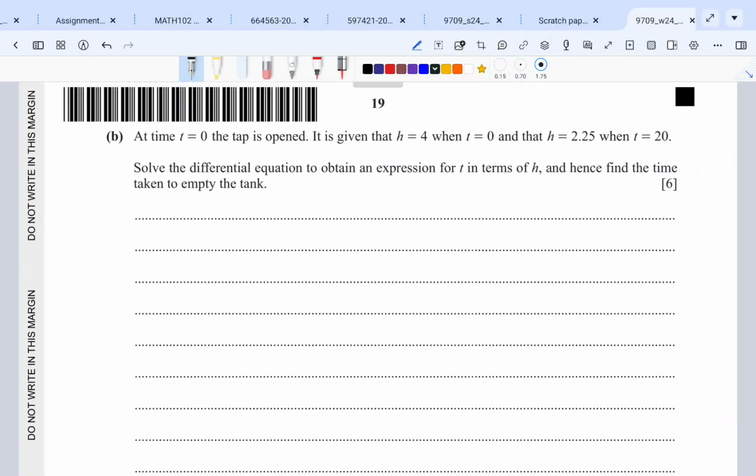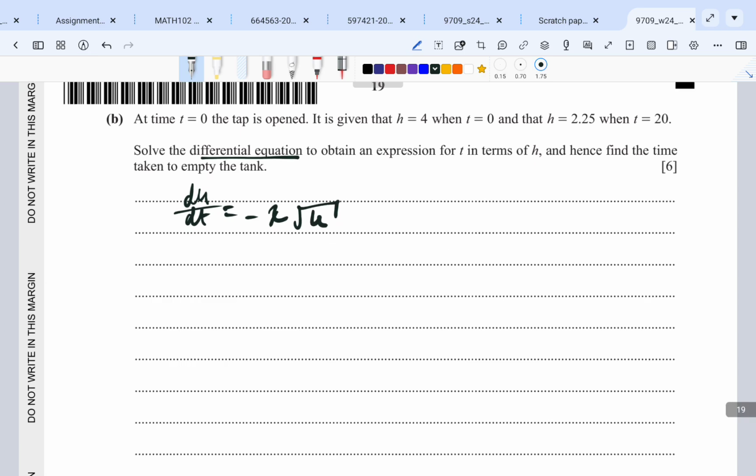That is because here they're saying solve the differential equation. Which one? dh/dt. So this is us. dh/dt is equal to negative lambda root h. This is the differential equation. Why is it a differential equation? Because it has the derivative inside the equation. Okay, so how do we solve a differential equation?